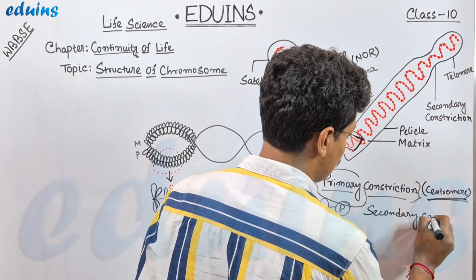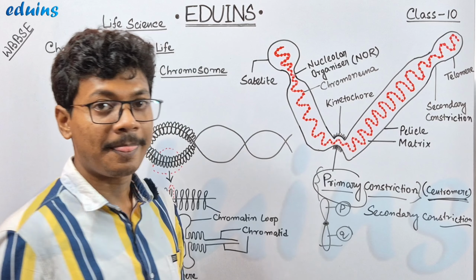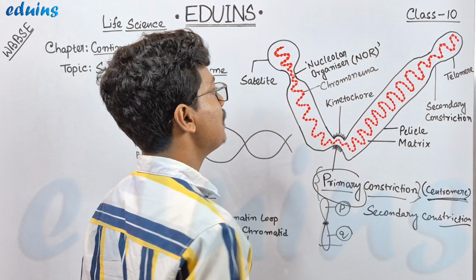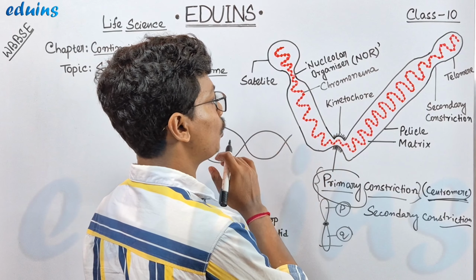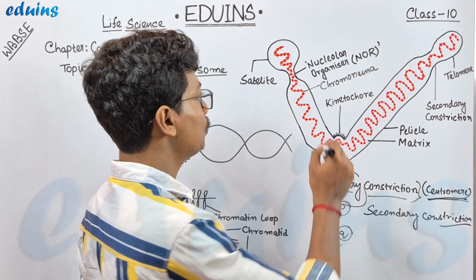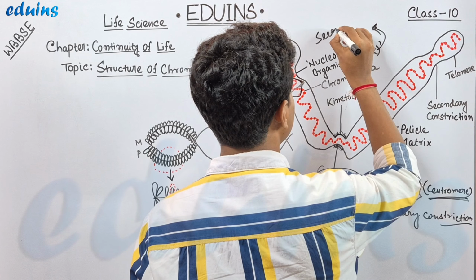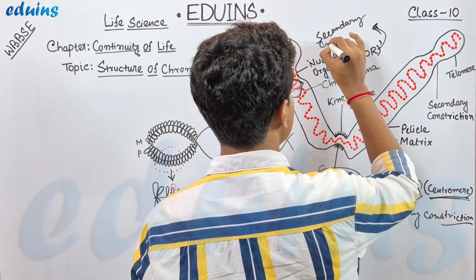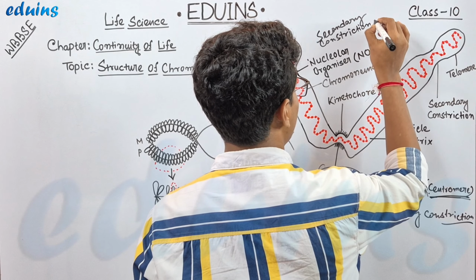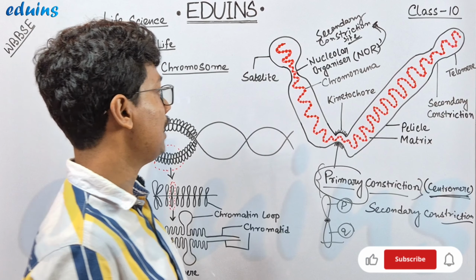Secondary constriction. In case of secondary constriction, this region is known as NOR or nucleolar organizer region. So, NOR is basically the secondary constriction site. Okay. So, this is known as NOR.